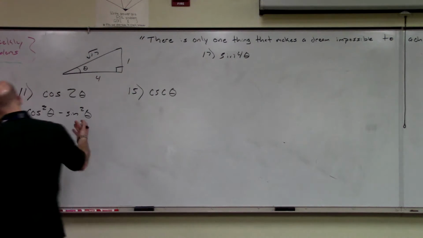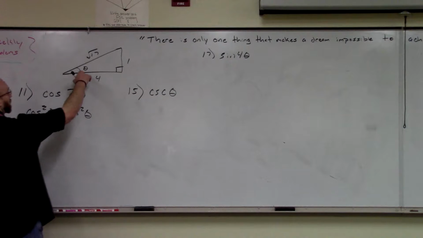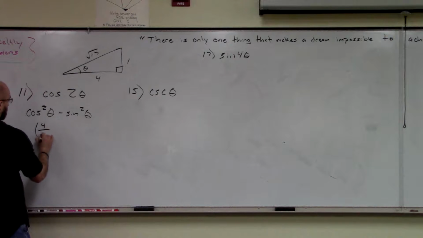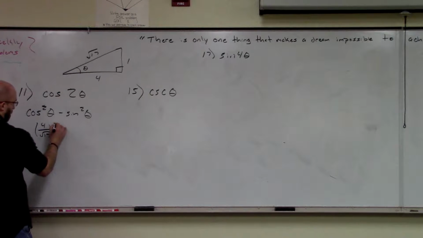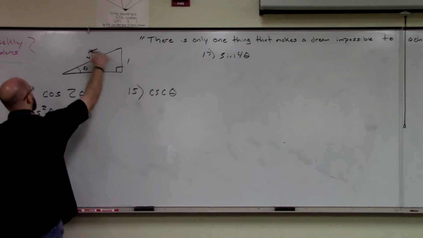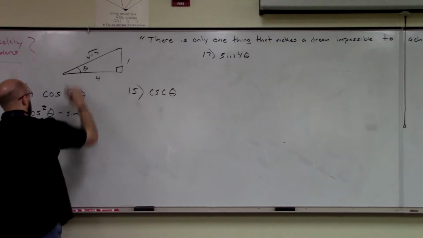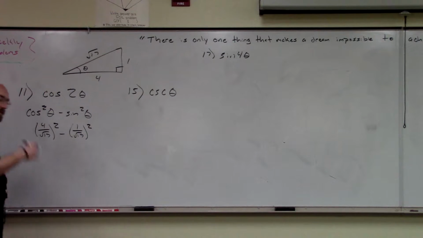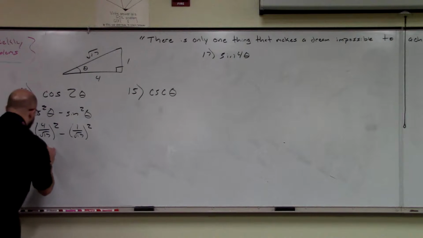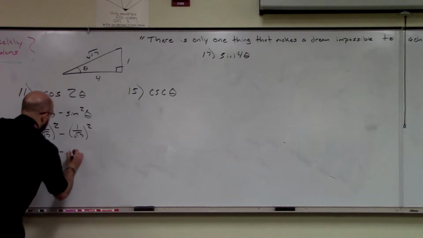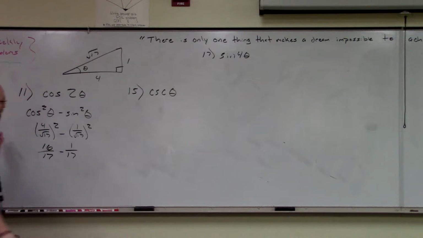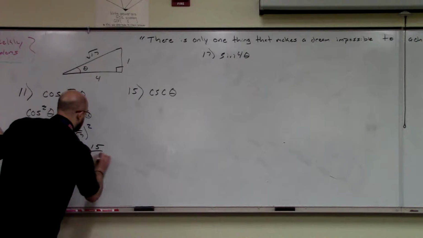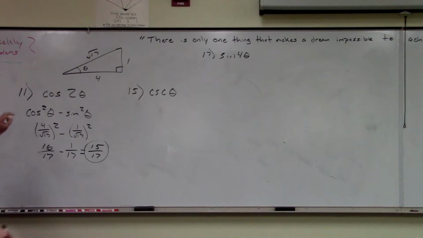So plug in what we have. Cosine of theta is adjacent over hypotenuse, so it's going to be 4 over square root of 17, squared, minus opposite over hypotenuse for sine, 1 over square root of 17, squared. Distribute the squares to top and bottom, so we get 16 over 17 minus 1 over 17. Subtract them, and we get 15 over 17. See, pretty basic indeed.